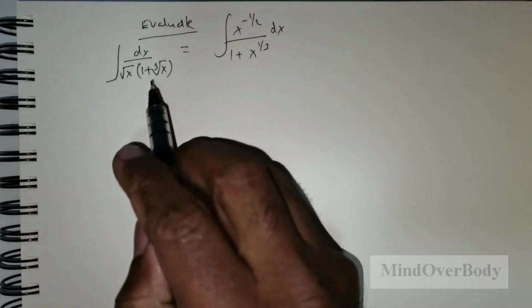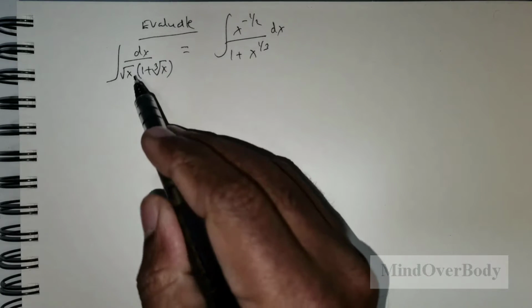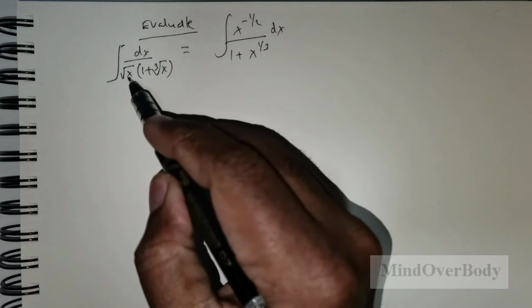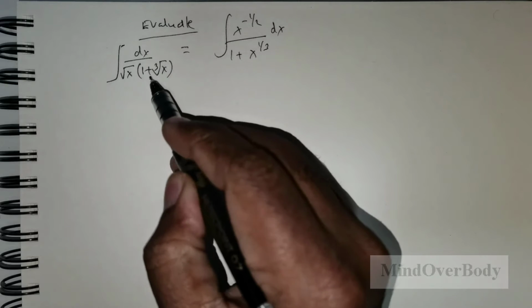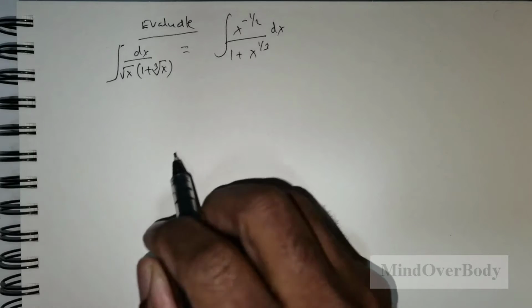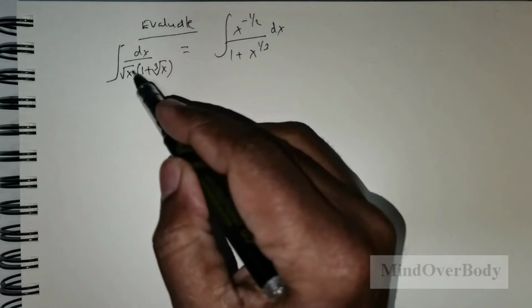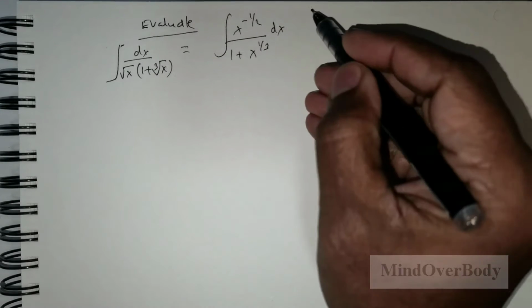Students, in this class we will learn how to solve this question: integral dx divided by root of x times (1 + third root of x). Now I can rewrite this given question in this fashion. Now how do I do that?